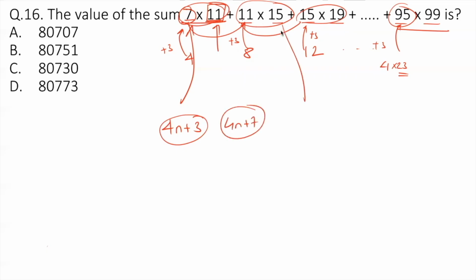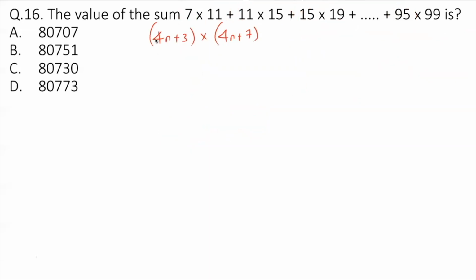This term will again be 4 into 2, 8 plus 7, 15. 4 into 3, 12 plus 7, 19. So the second term here is basically 4n plus 7. When you put n is equal to 1, you get 11. N is equal to 2, you get 15. You put n is equal to 23, you get 99. Right? So in general, any term in this expression can be written as 4n plus 3 multiplied by 4n plus 7. What next? We observe that all the terms here can be written as summation of 4n plus 3 into 4n plus 7 such that n goes from 1 to 23.